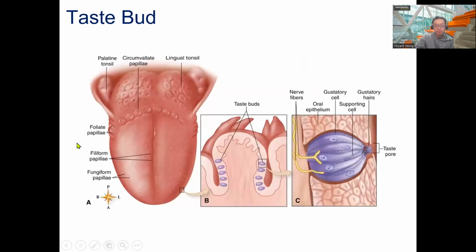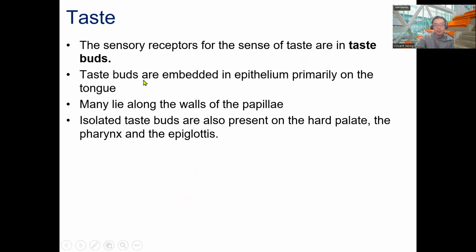Okay, those are responsible for taste. Taste buds are embedded in the epithelium, the outermost surface, primarily on the tongue. May lie along the walls of the papillae. Papillae is the plural for papilla. You just add an E. Remember, like vena cava. There are also some scattered, isolated taste buds on the hard palate, that is the roof of your mouth, in the pharynx and at the epiglottis.